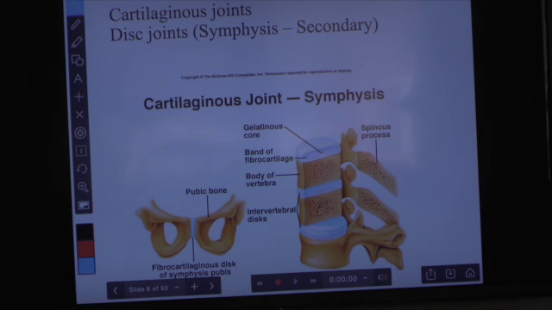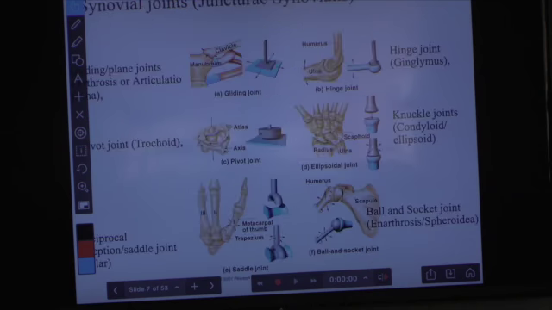Cartilaginous joints are also disc joints, mainly found in the pubic symphysis and intervertebral discs. So that's the cartilaginous joints. Cartilaginous joints we only talk about 2. Fibrous joints we talk about 4. The synovial joints are 6 or more.